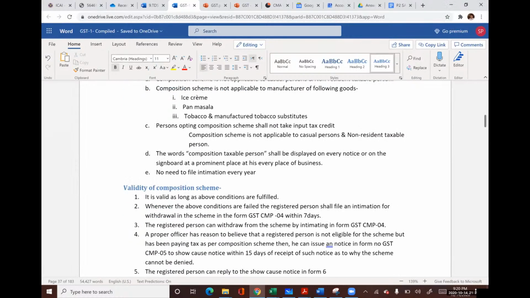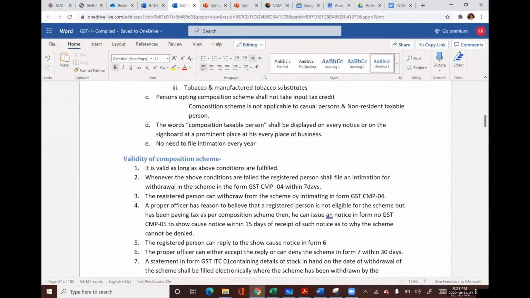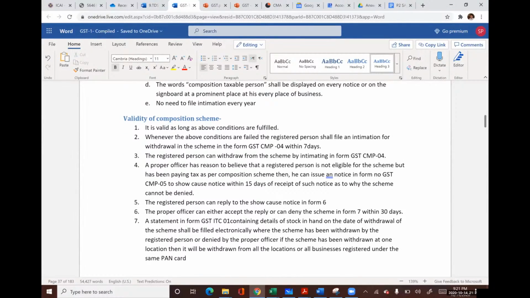No need to file intimation every year. Once you are a composition dealer, you remain one. Validity of composition scheme: it is valid as long as the above conditions are fulfilled. Whenever the above conditions fail, the registered person shall file an intimation for withdrawal from the scheme in form GST CMP-04 within 7 days.